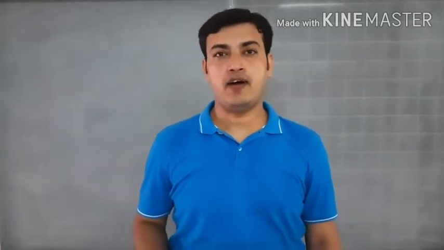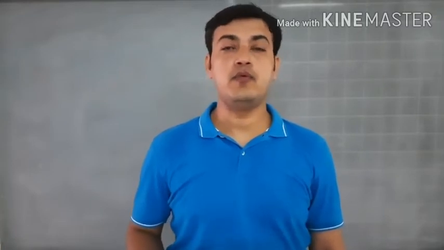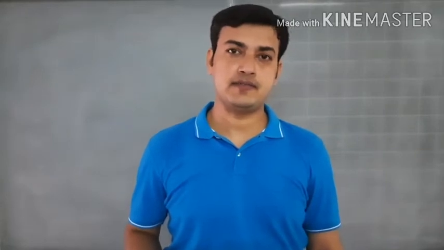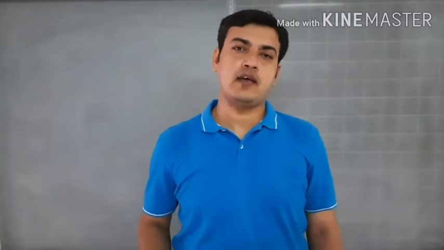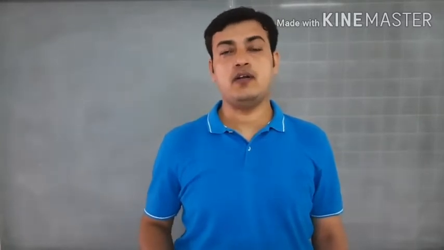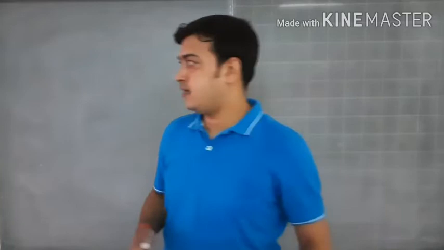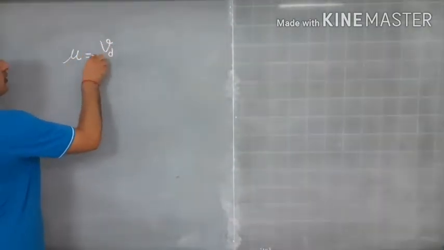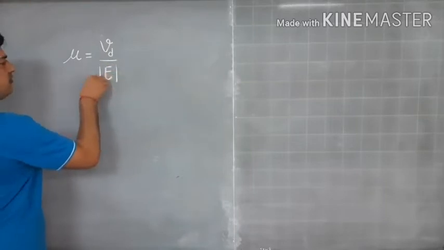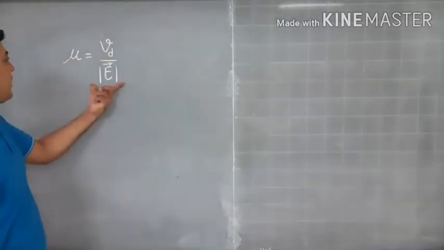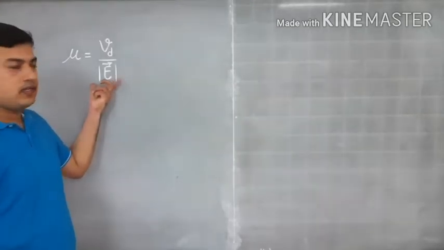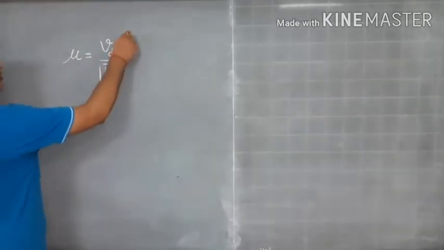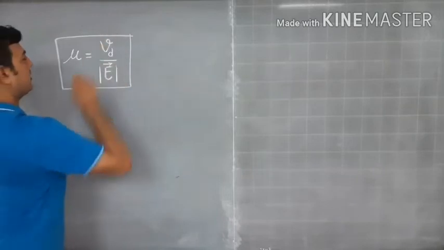So, I can define a term that is called the mobility. The mobility is defined as the drift velocity acquired by a charge carrier in unit field. So I can define mathematically: mobility is drift velocity per unit field. I will take the magnitude of electric field over here. So this is the mobility of a charge carrier.